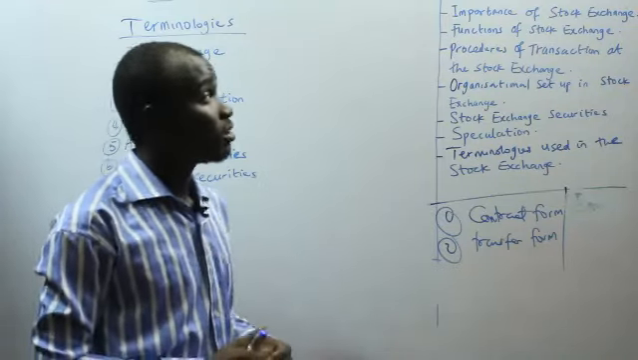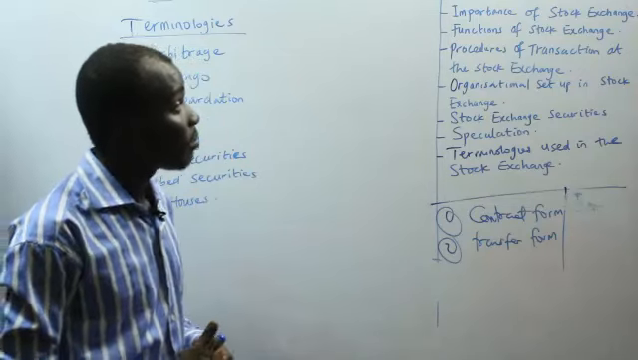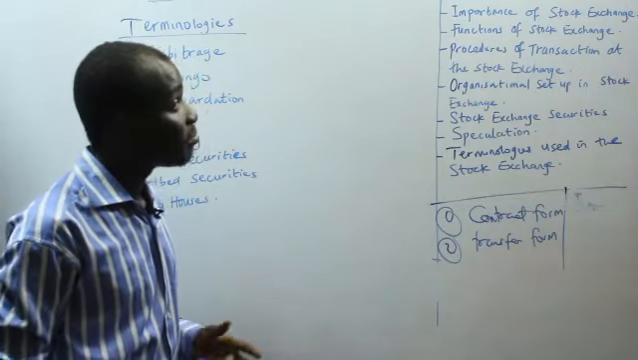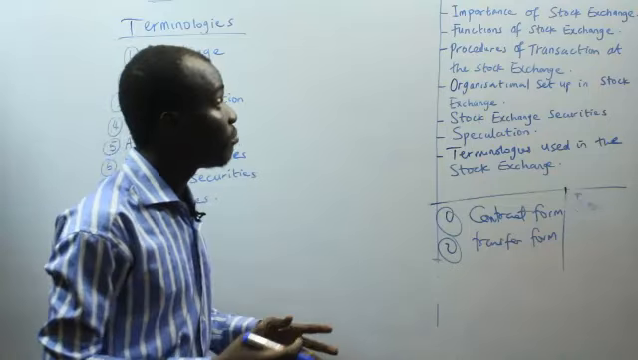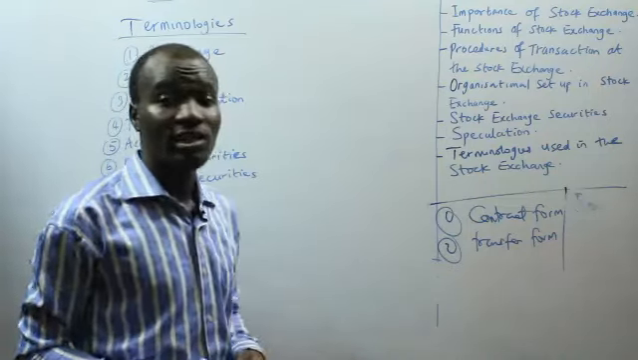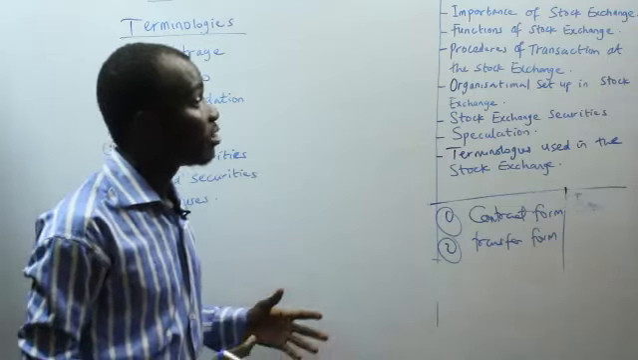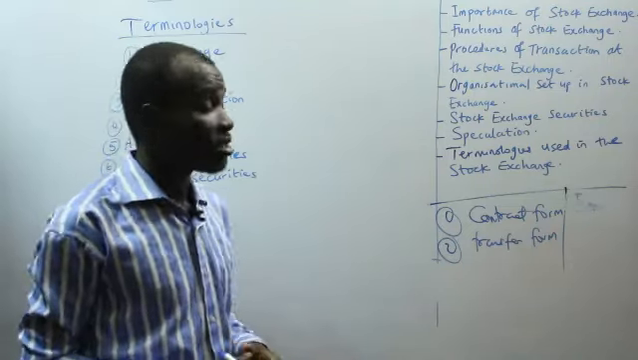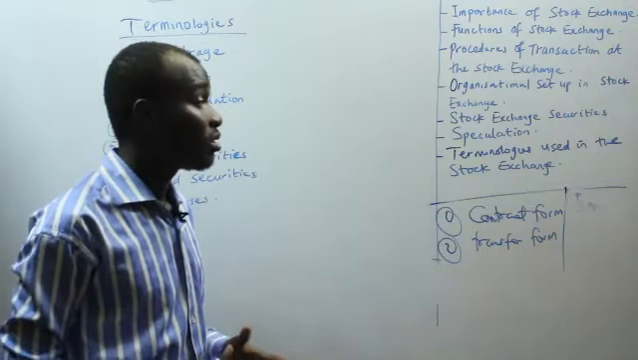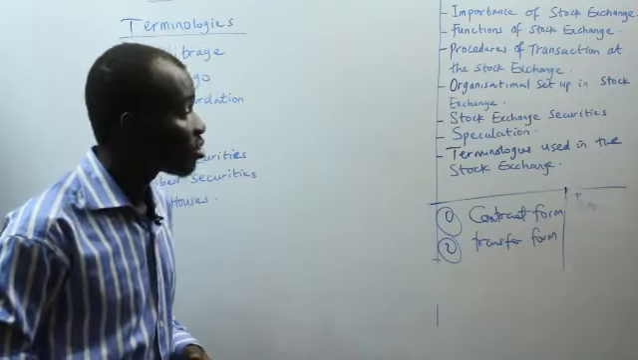So we are able to talk about the meaning of stock exchange in this class, and also we looked at the importance of stock exchange. Thereafter, we moved to the functions of stock exchange, procedures of transaction at the stock exchange, and also the organizational setup in stock exchange and stock exchange securities, and we talked about the speculation terminologies used in the stock exchange.